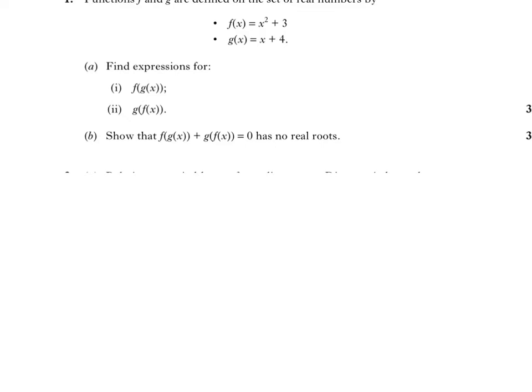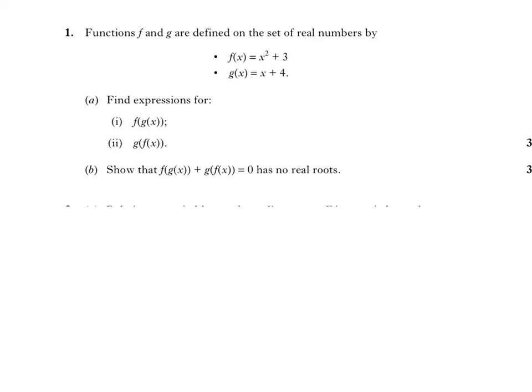Section 5, question 6. Functions f and g are defined by f of x equals x squared plus 3, g of x is x plus 4. First of all, find f of g of x. So f of g of x is f of x plus 4.